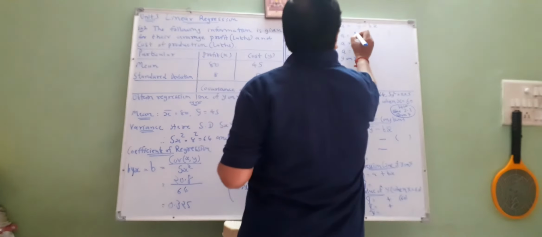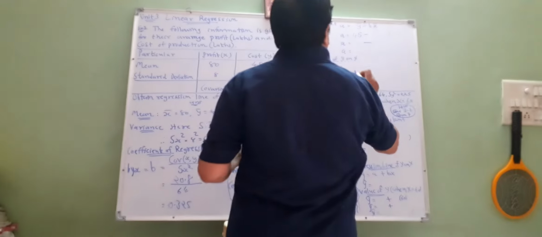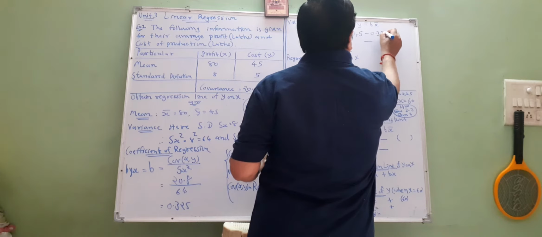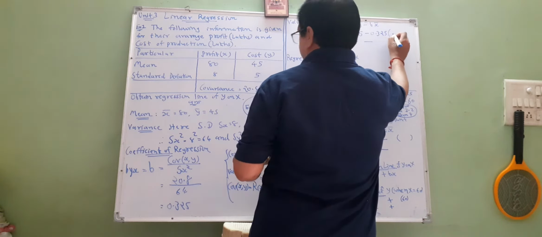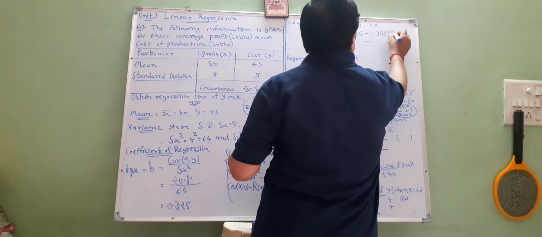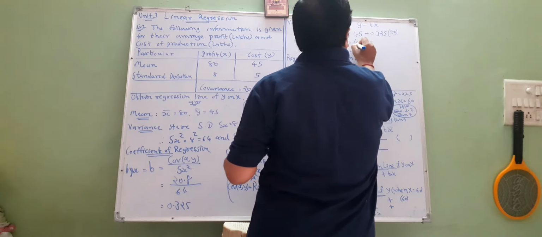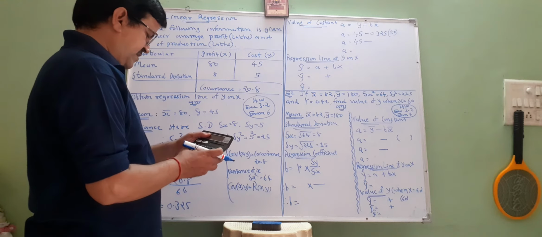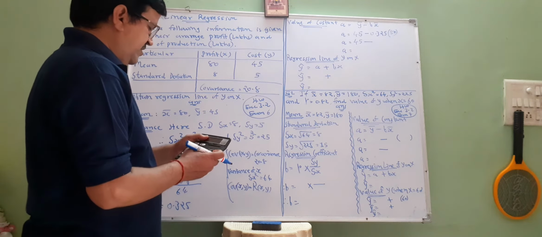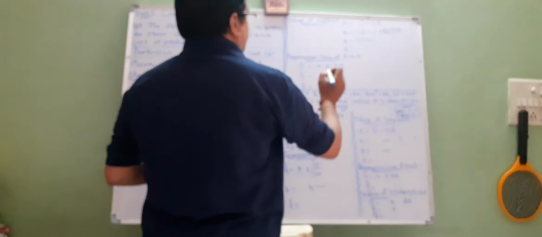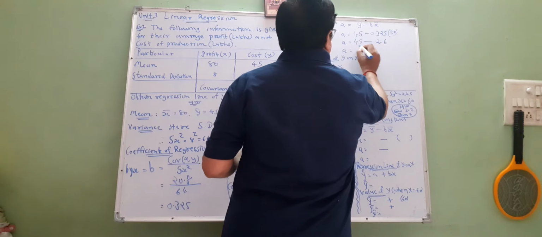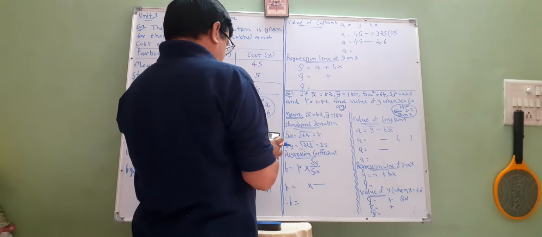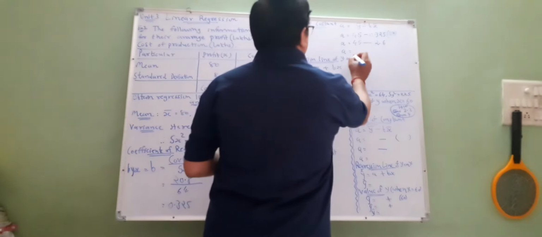Now the value of constant A is equal to y bar, the value of y bar is 45, minus B, 0.325, into x bar, which is 80. So 45 minus 80 into 0.325 is equal to 2.6. So 45 minus 2.6 is equal to 42.4.